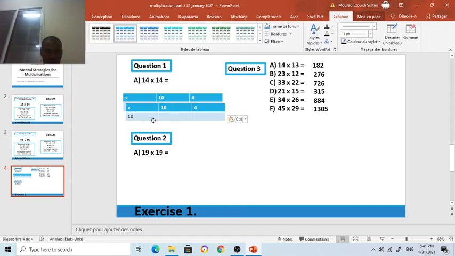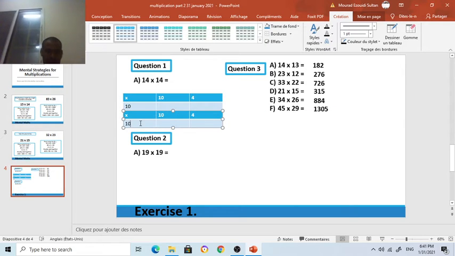Okay, I will write here the total, and here I will make 4. Then here I will try to calculate it. Okay, look here, my learners, so 10 multiplied by 10 is 100. Then 10 by 4 is 40. Then 4 by 10, 4 multiplied by 10 here is 40 also. Then 4 by 4 is 16.